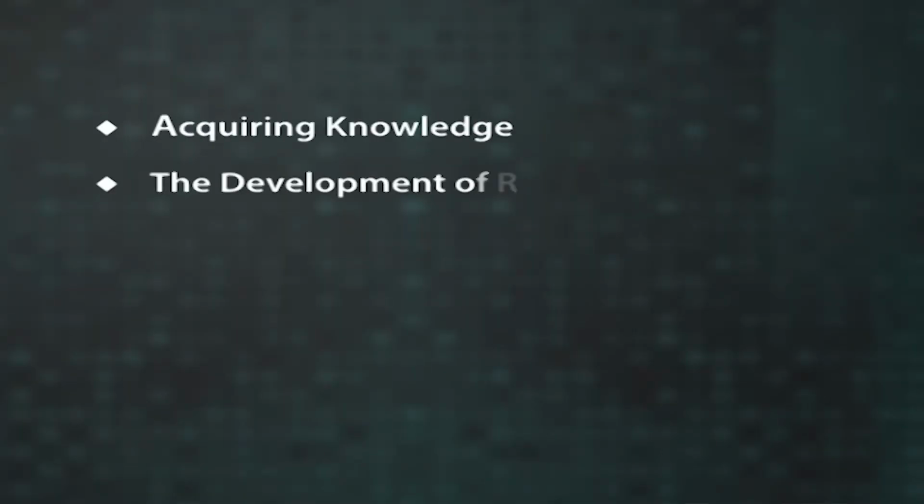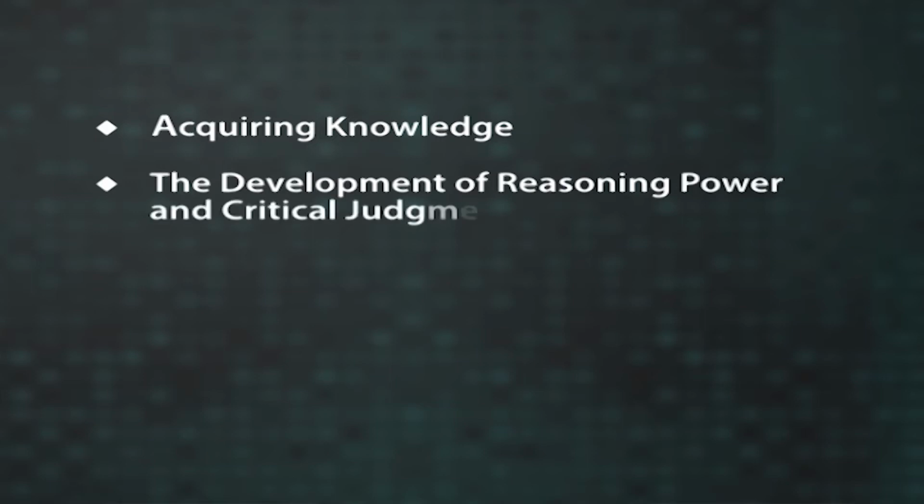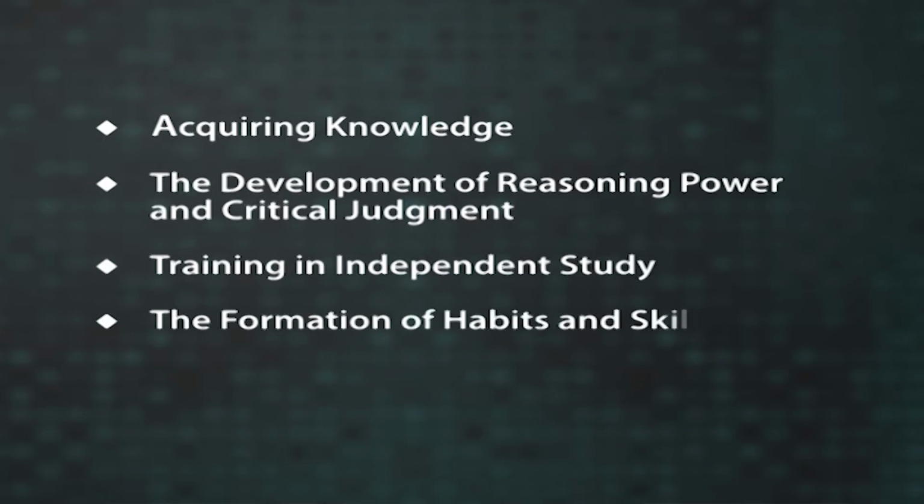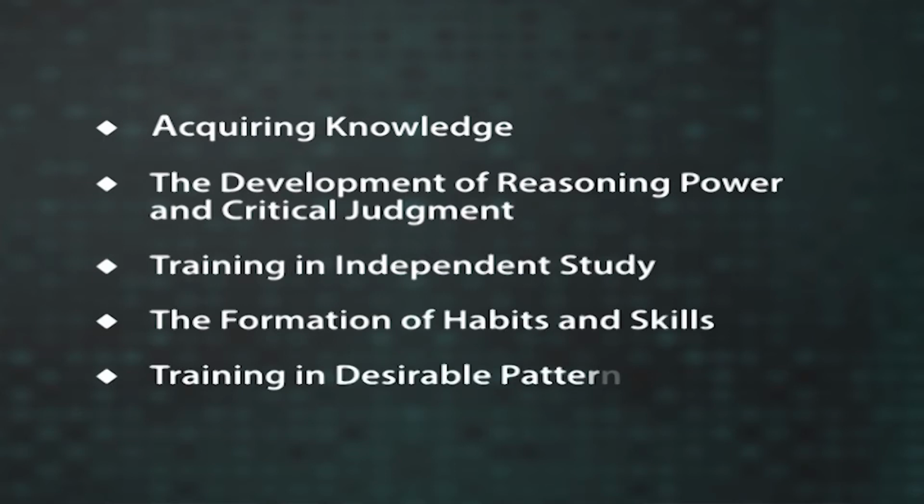The specific aims, therefore, should include the training of certain definite knowledge, advancement in intellectual life, and a concomitant learning such as habits, skills, ideals, attitudes, and appreciations. Bining and Bining classified these aims into the following categories: acquiring knowledge, the development of reasoning power and critical judgment, training in independent study, the formation of habits and skills, training in desirable patterns of conduct.